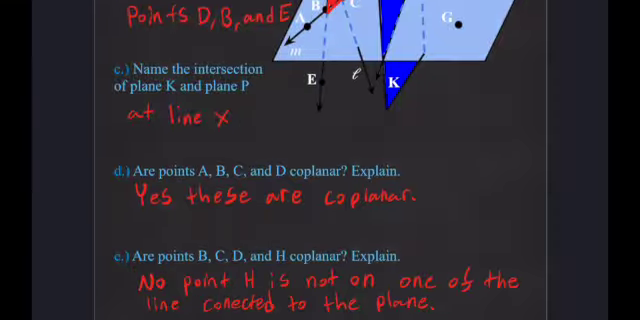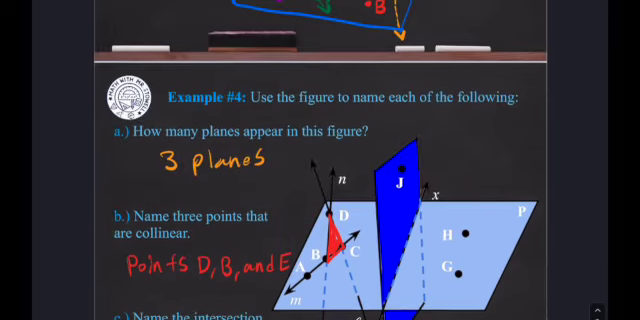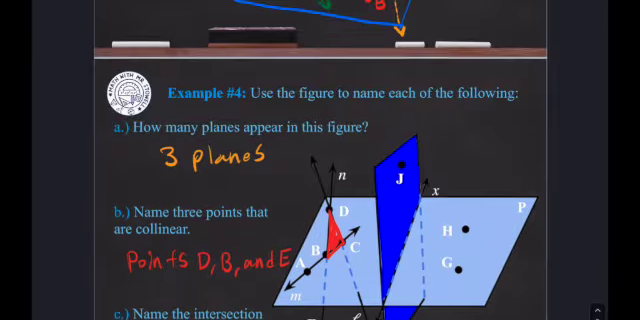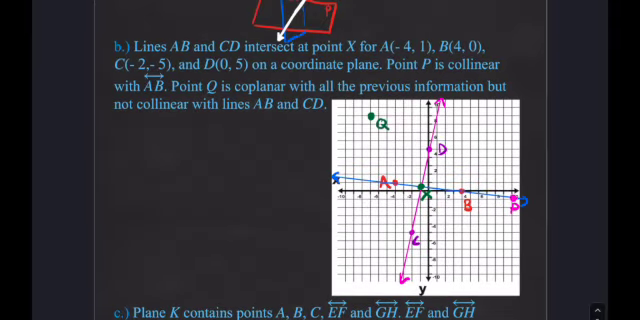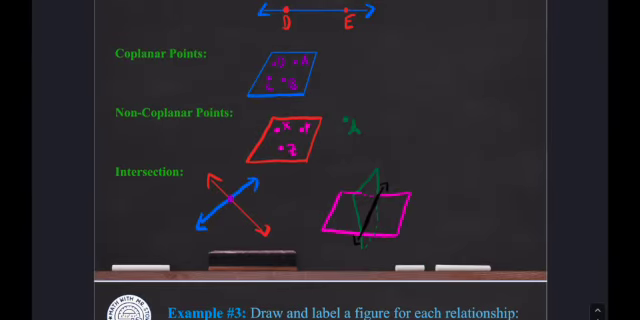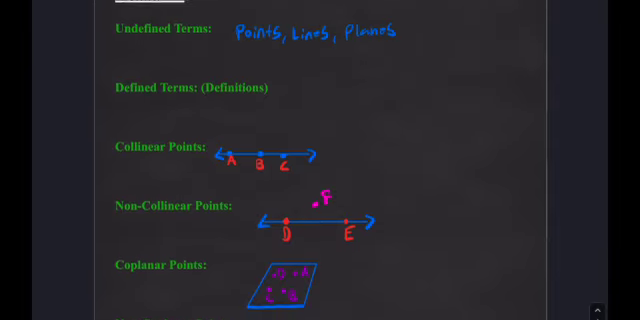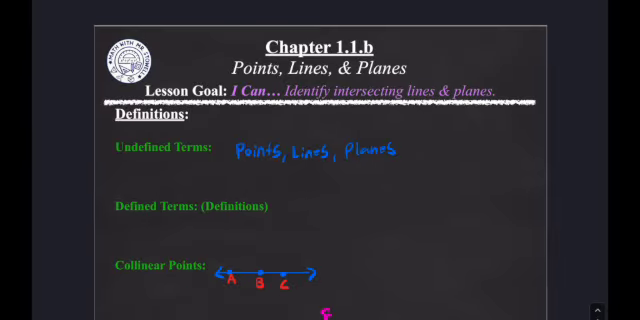So that is the end of lesson 1.1. In this lesson, we talked about being able to identify intersections. We talked about being able to draw pictures with this information and label. We talked about our definitions from this chapter, and hopefully by the end of this, you will be able to confidently say that I can identify intersecting lines and planes.